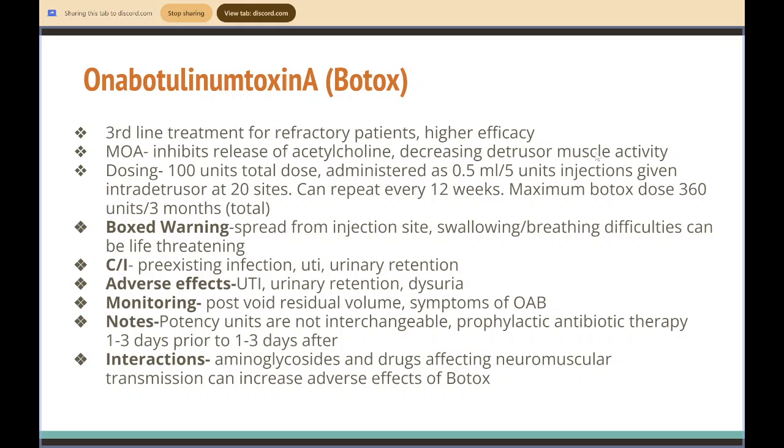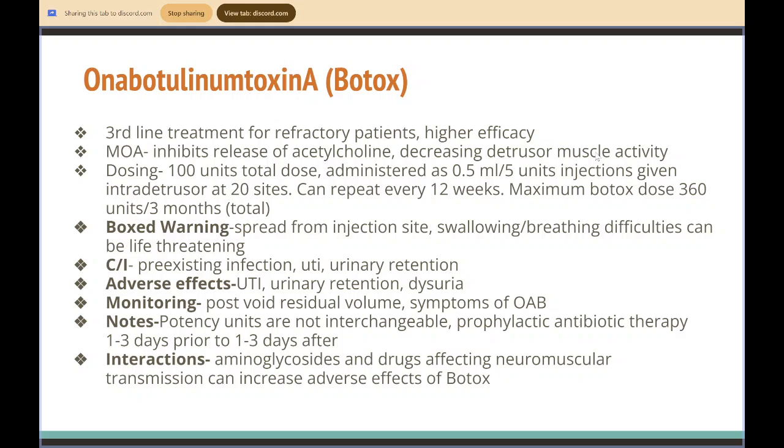Contraindications. If there's a pre-existing infection at the injection site, UTIs or urinary retention. So if a patient has incontinence with retention, this would not be an indication for that patient.